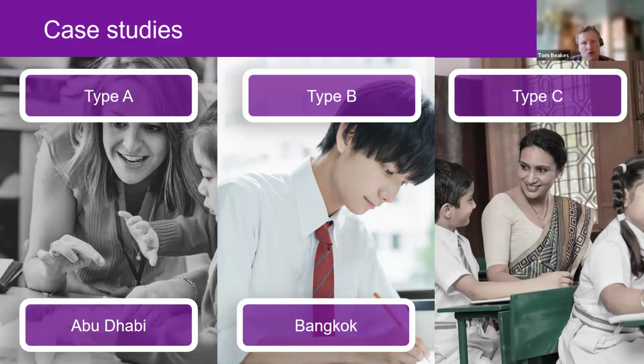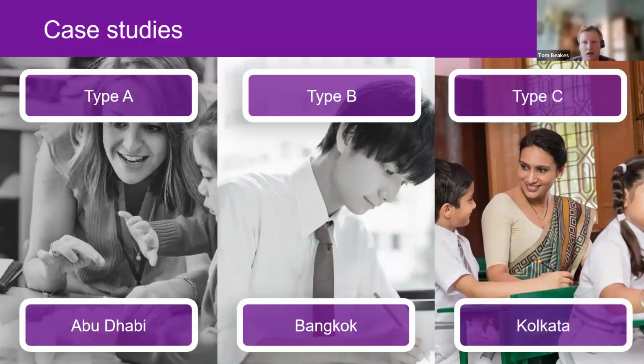And our Type C classroom is in India, in Kolkata. All the students are from the local population, and they all share at least one language, Bengali, which is the main language in that part of India. However, the majority of the teaching staff as well are from that local community, and they also speak Bengali as their first language, even though English is the main language of the school.